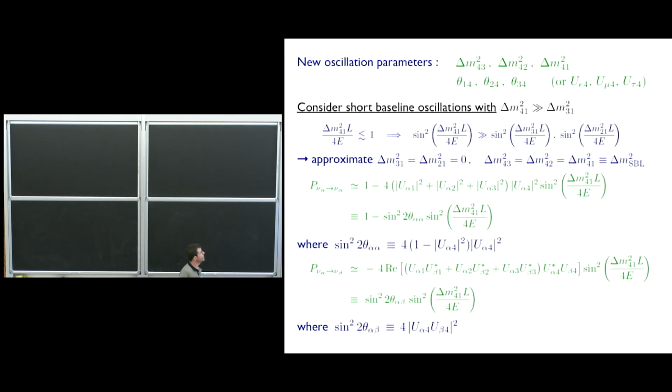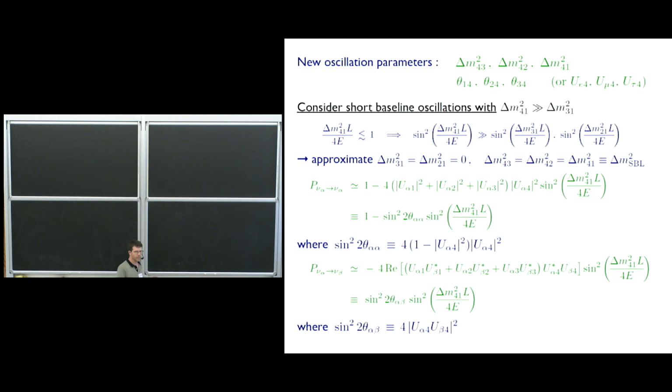Okay, so what if now we are talking about four flavor oscillations. So we have new oscillation parameters in addition to the 2 delta m squared that we usually have. We have delta m squared for 3, for 2, and for 1. We have also 3 new mixing angles, theta 1,4, theta 2,4, theta 3,4. Or if you want, you can treat them as the entries of the PMNS matrix that involve the fourth neutrino mass, Ue4, Umu4, Utau4.